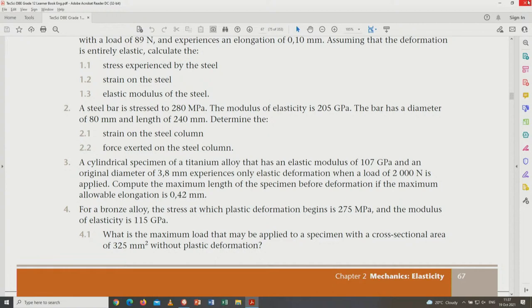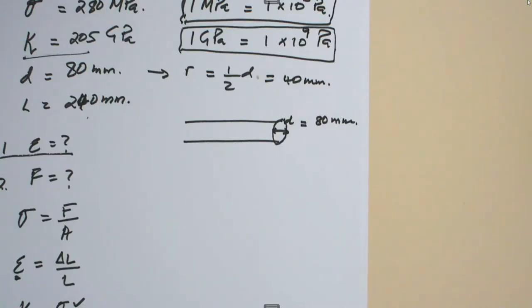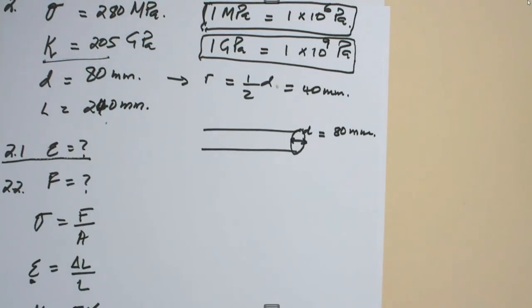K is equal to stress over strain. Do we have the stress? Yes, we have the stress. So this quantity we have, looks like I'm a bit confused now.